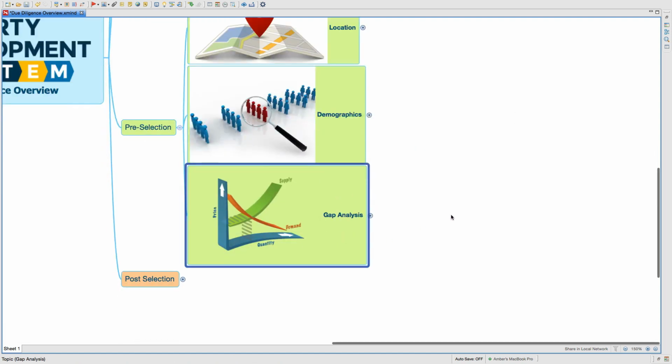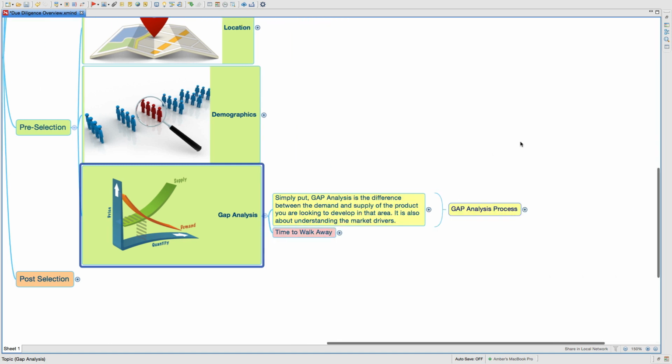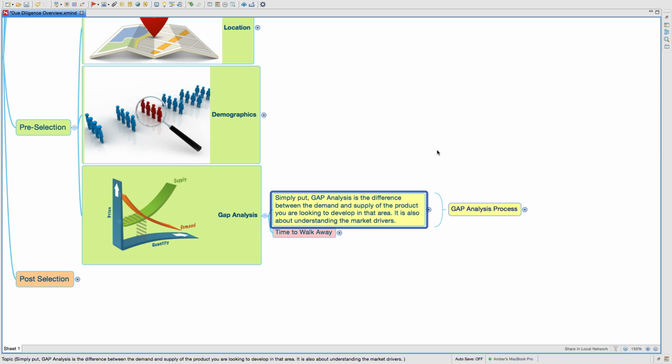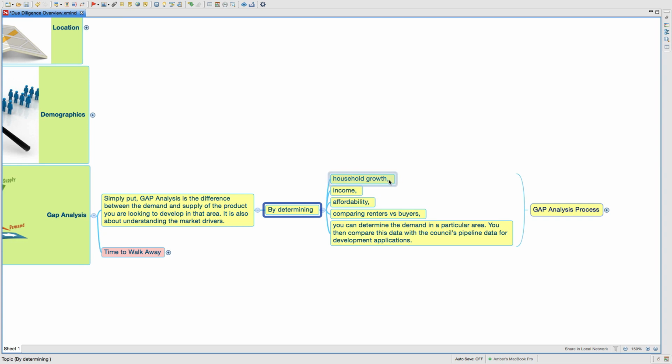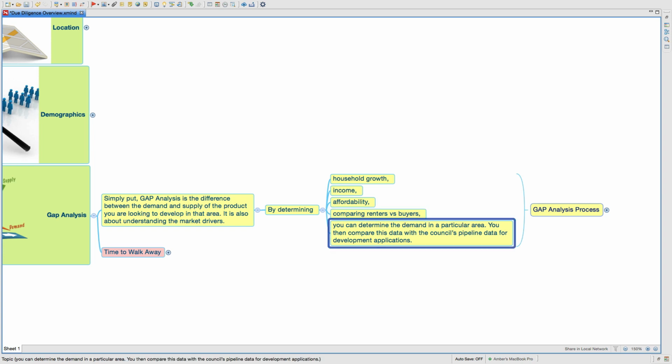Gap analysis is basically the difference between demand and supply. It helps you determine the gap between the demand and supply, and it's done by determining household growth, income, affordability, and comparing renters versus buyers, so you can determine the demand in a particular area. Then you compare this data with the council's pipeline data for development applications, that is, all the applications already in council. That's the current demand, and that's the development pipeline. Then you can say whether or not this area actually needs this kind of development.